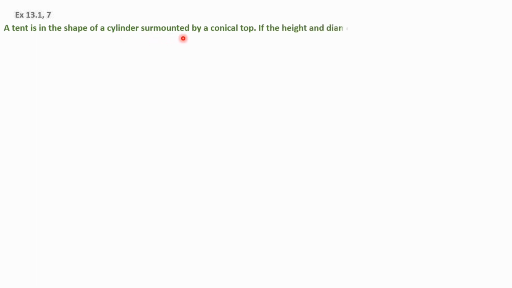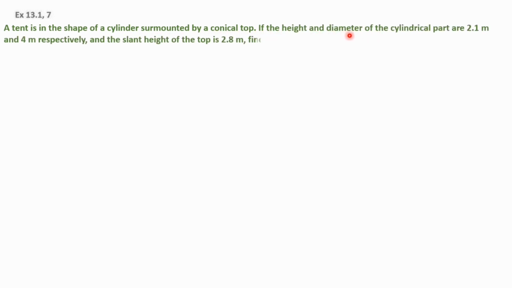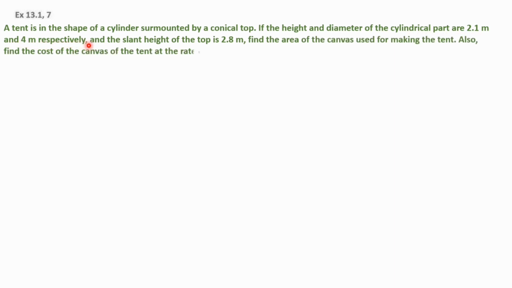Move on to question number 7. The question is, a tent is in the shape of a cylinder surmounted by a conical top. If the height and the diameter of the cylindrical part are 2.1 meter and 4 meter respectively, and the slant height of the top is 2.8 meter, find the area of the canvas used for making the tent. Also, find the cost of the canvas of the tent at the rate of 500 per meter square. Note that the base of the tent will not be covered with canvas.